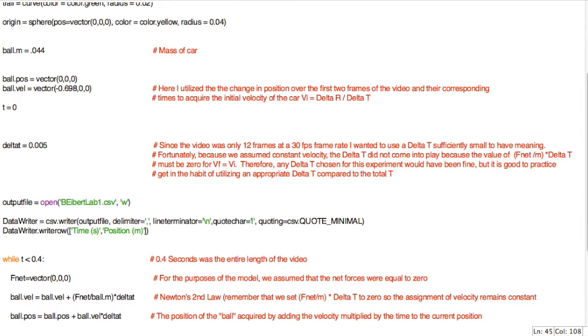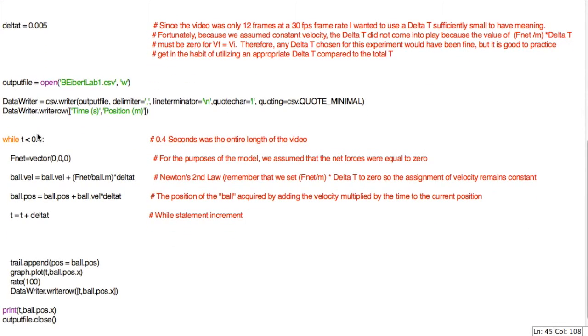We utilize a fairly small time frame because the video is only 12 frames, and at 30 frames per second that's quite short. So we wanted to use a delta t that was sufficiently small to correspond with that. However, because we are using a constant velocity here, we know that the net force divided by the mass multiplied by delta t is always going to equal 0. Therefore, it does not actually matter what the delta t is in this case. We could have made it quite larger, knowing that we are multiplying out by a factor of 0. We would have been just fine.